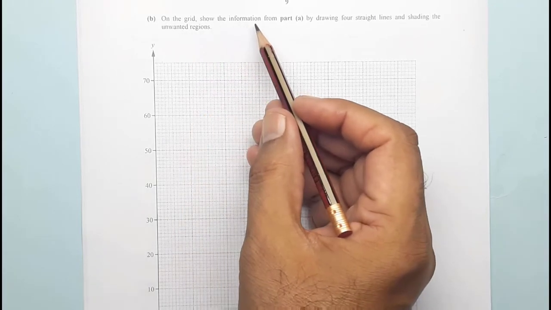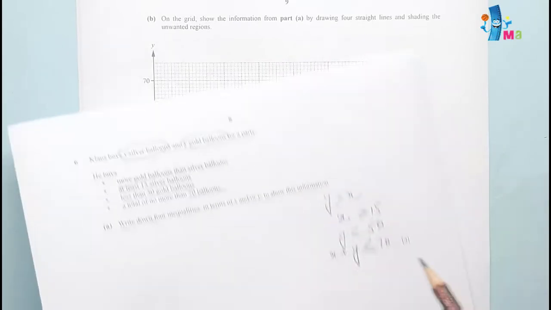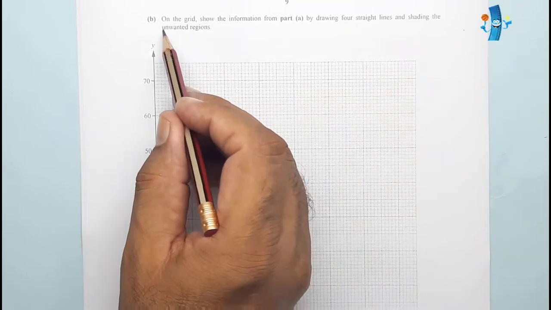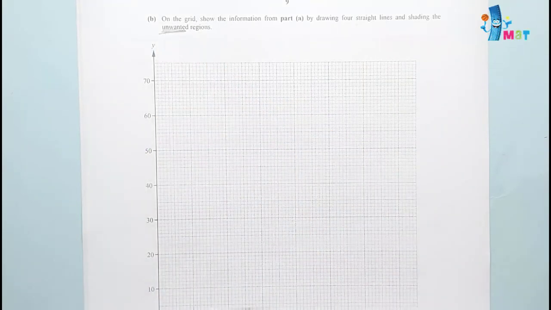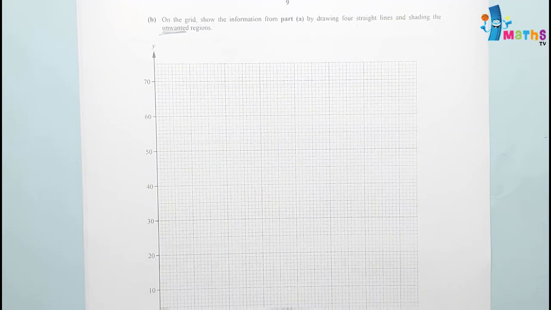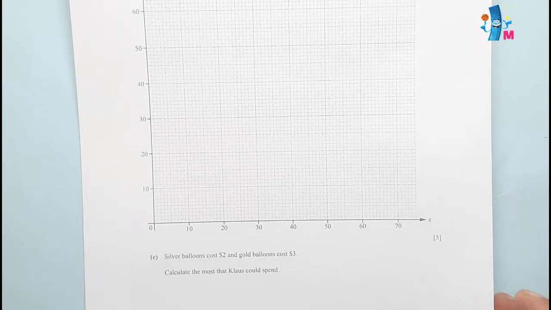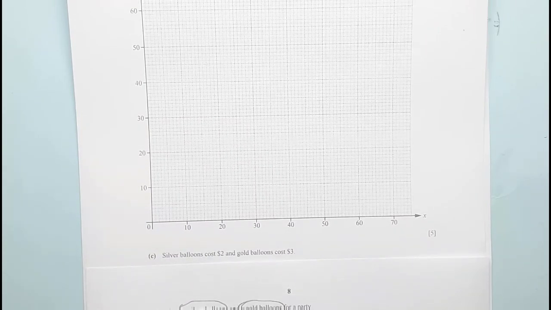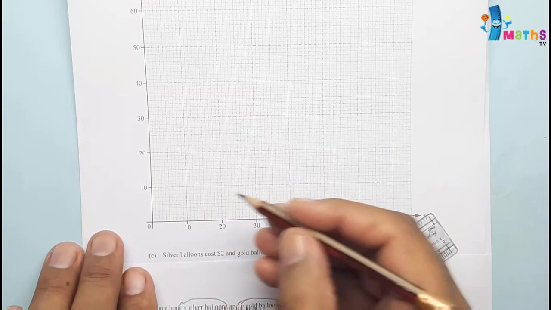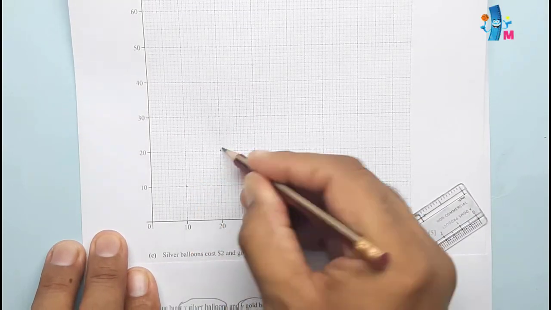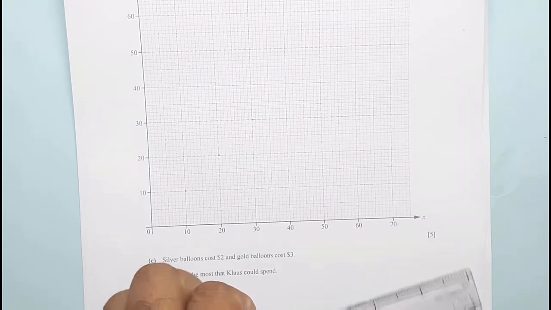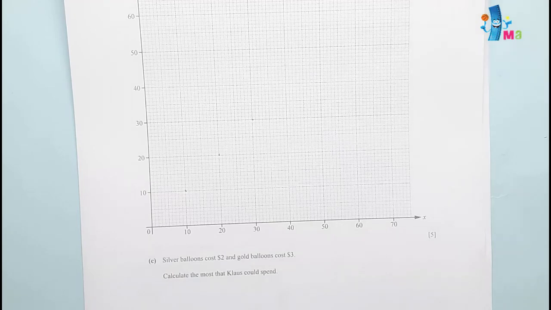On the grid, show the information from part A by drawing 4 straight lines and shading the unwanted region. We have to shade the unwanted region. So we will be drawing the 4 inequalities. First inequality is Y is greater than X. We know Y is equal to X is this line, so we will draw this line and shade the unwanted region.